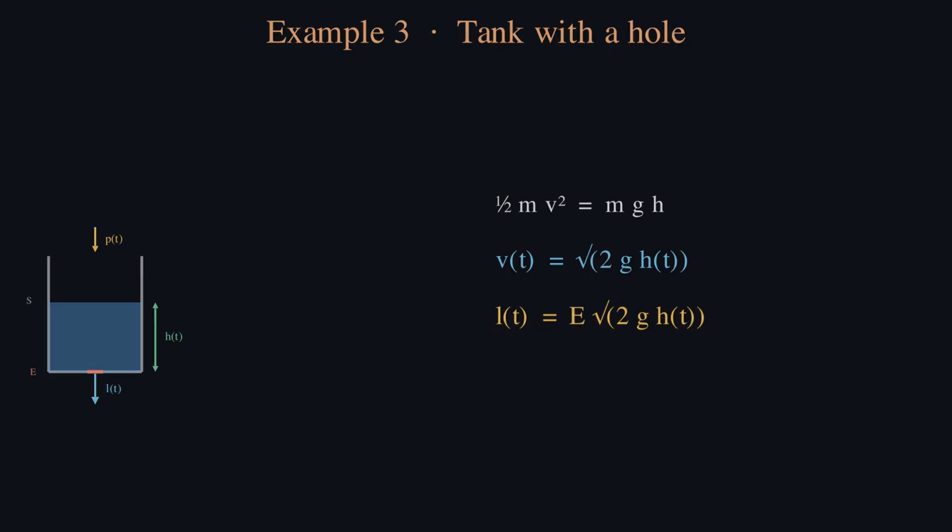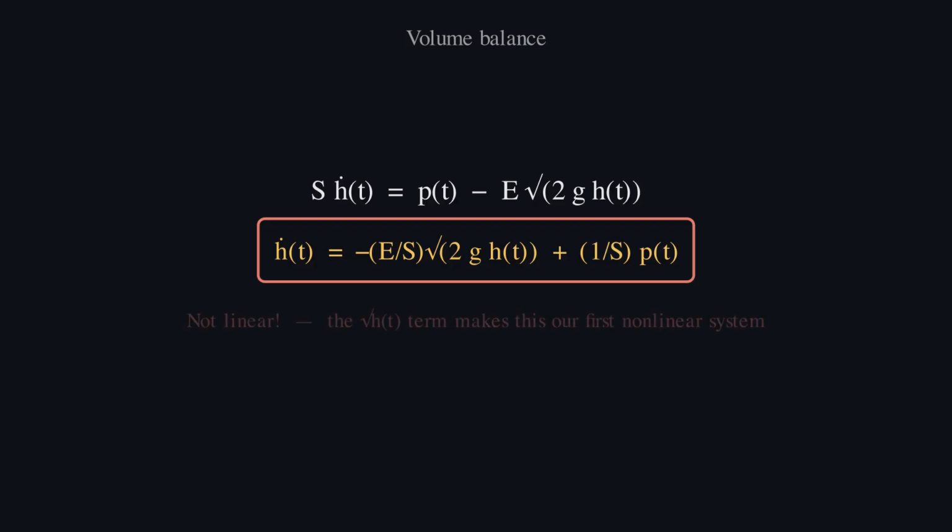Now let's write the flow balance in the tank. The change in the water volume in the tank equals what comes in minus what comes out. So the volume is going to be the surface of the cylinder of the tank that we are considering, times the height, and its derivative is equal to what comes in minus what comes out. What comes in still remains p of t, and what comes out is what we have just defined. And the derivative in time of the height of the cylinder is going to be equal to what comes in minus what comes out. Because this is no longer a linear equation, since we have the square root over h of t, this is our first example of nonlinear system. Depending on what we're interested in observing, we can choose as output the height, so the level of the tank, or we can choose the outflow rate, the l of t.